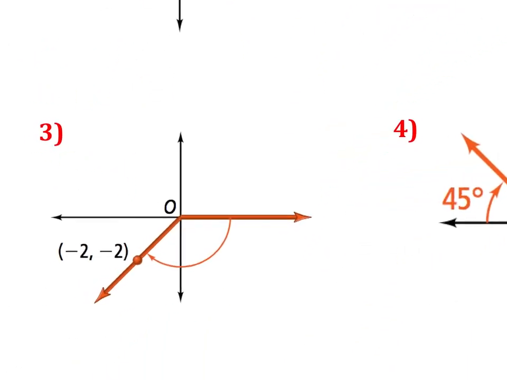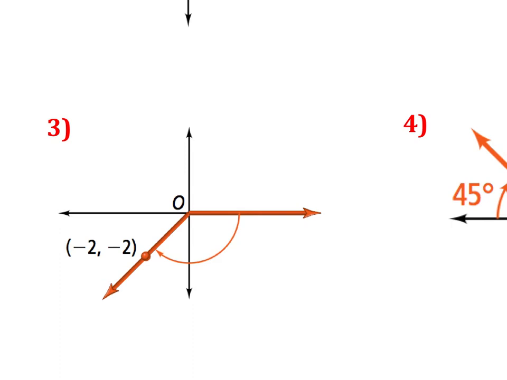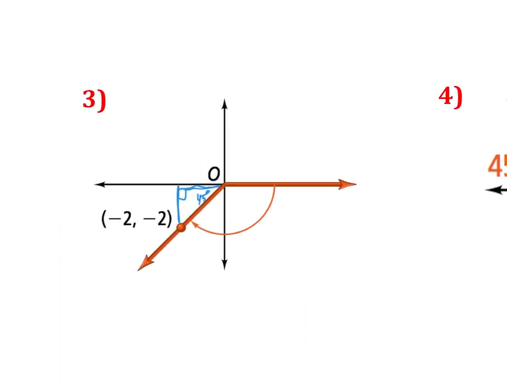Number 3, very same thing. They give us a coordinate. So I know that this would be a 45-degree angle here. And we're going backwards, right? This one, the arrow says we're going backwards. So I'm going to have a negative angle.